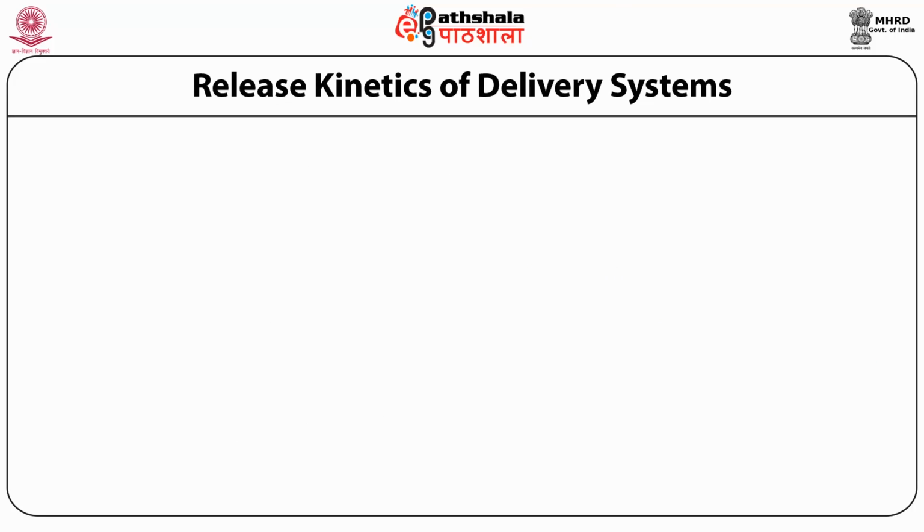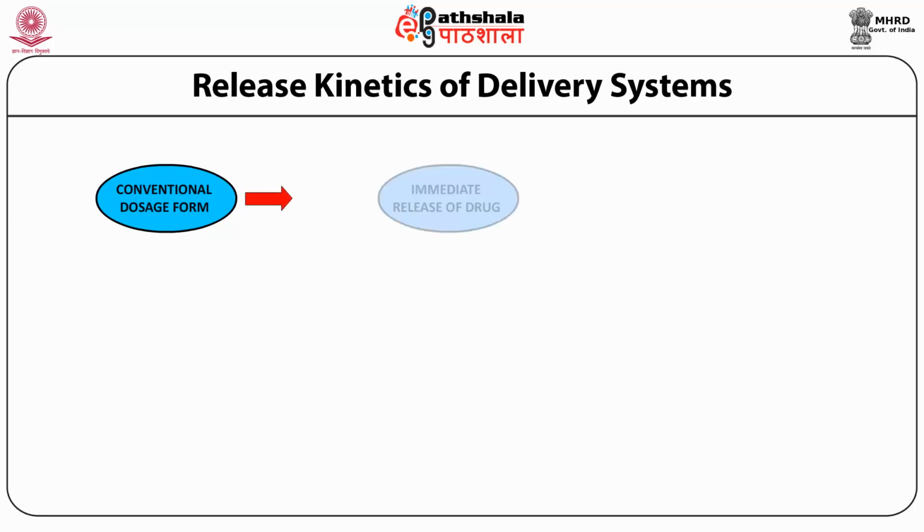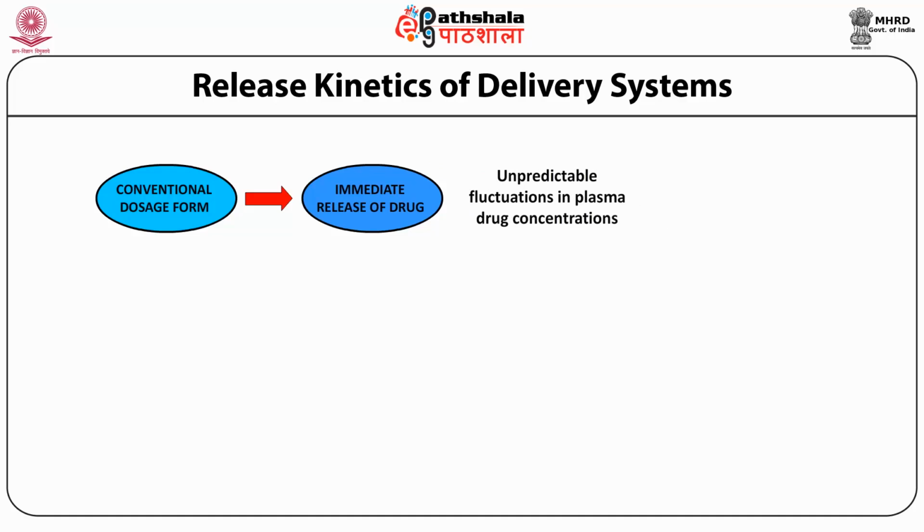My dear students, in front of you, you have a diagram which probably shows in juxtaposition the release kinetics of the two types of drug delivery systems, the problems associated, and the need for the new drug delivery system. If we try to follow this, a conventional dosage form, primarily an immediate release delivery system, will release all the drug and usually yield unpredictable fluctuations in plasma drug concentrations.